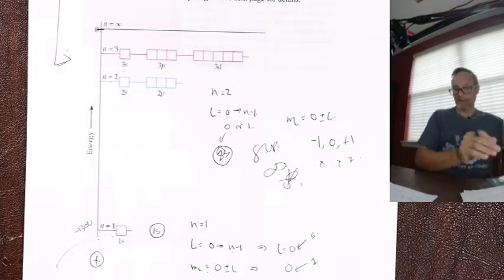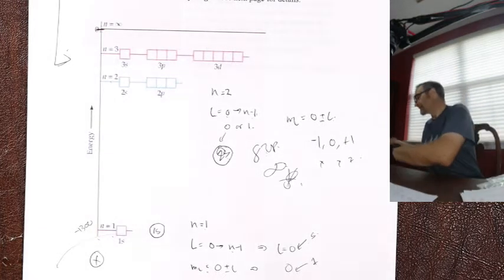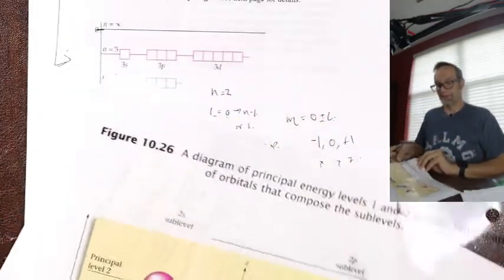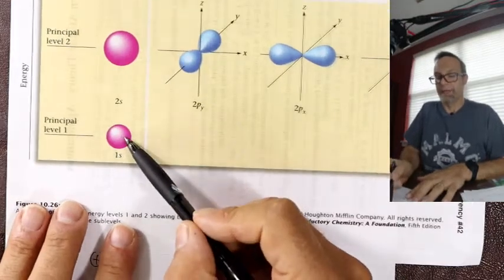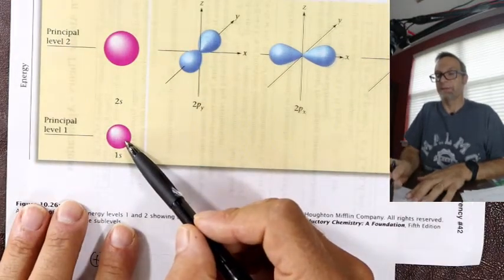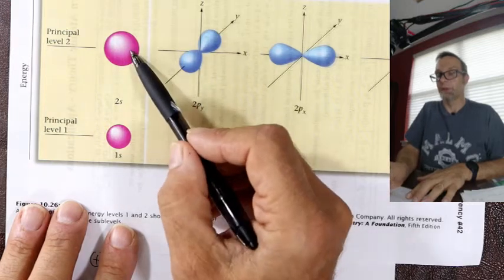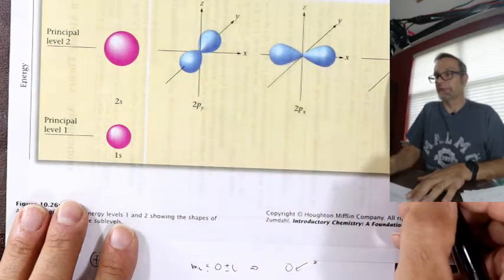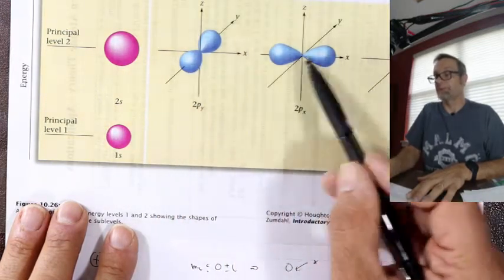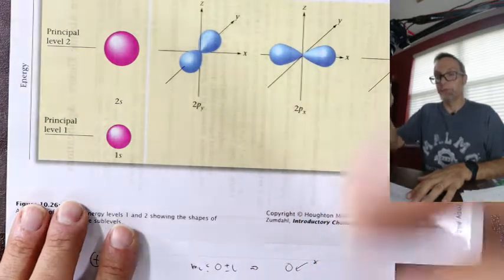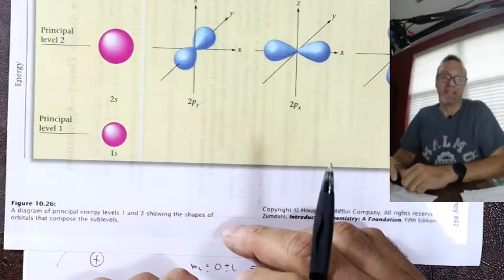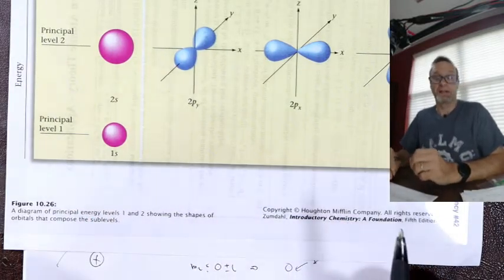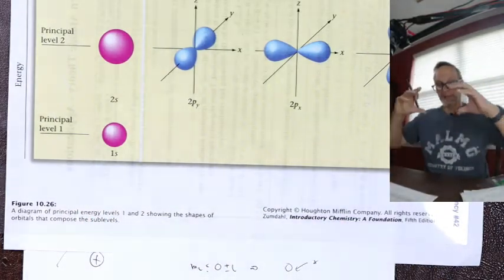Here's a classic slide. So there's 1s, that's the only thing allowed in the first layer. Layer 2, 2s, and then 3 different p's. So I can have one extra shape, but it points in 3 directions. Now remember, these are all superimposed on top of each other, so it's like that center kind of expanding out.